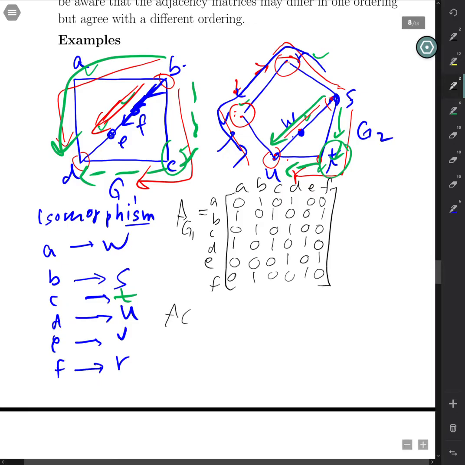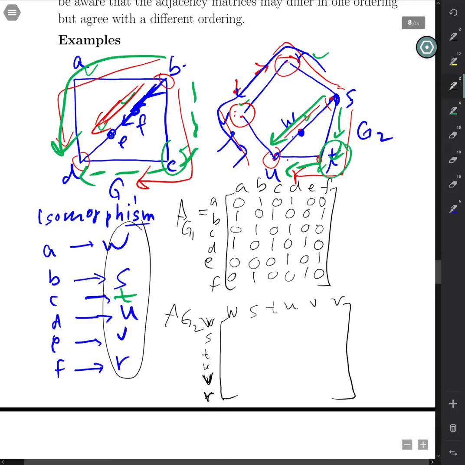And then you do the same thing for A_G2, but now use this ordering here. The ordering I'm going to use here is W, S, T, U, V, R. I'm going to have to squeeze this down here a little bit more. And let's see, W is adjacent to S and U.